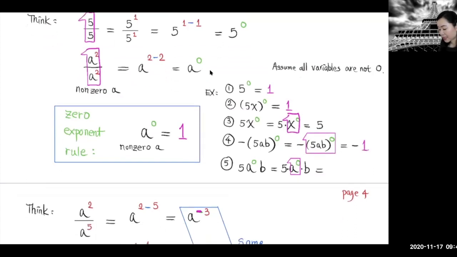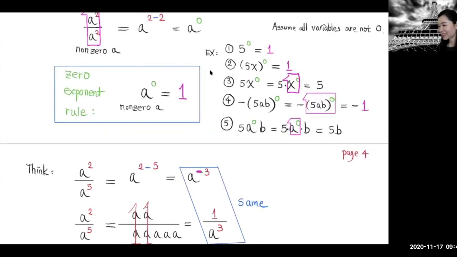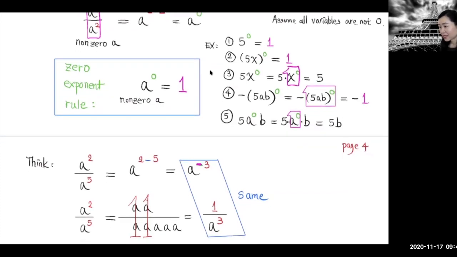All right, what about the next one? 5b, right? Because this exponent only applies to this a. So a to the 0 power is a 1. So 5 times 1 times b, which is 5b. Good job. You just discovered the 0 exponent rule. Some students have difficulty remembering this, but I hope you remember, and I hope you understand why it is equal to 1.